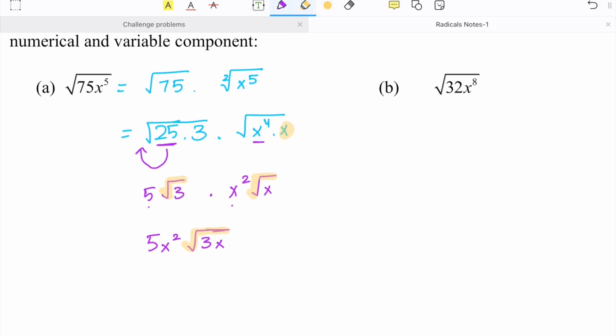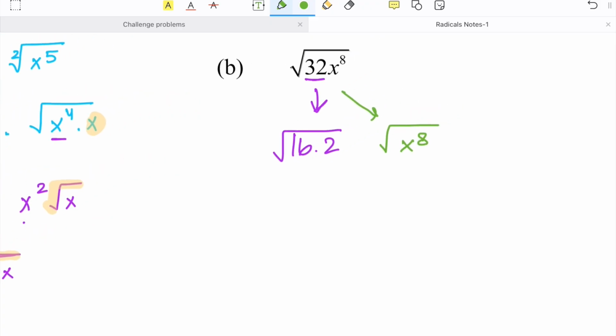32 can be split into 8 and 4. Can I have a perfect square that's bigger than 4? It's 16 and 2. That's my square root, and then this one is going to be x to the power of 8. Do I need to split this, or is square root of x to the power of 8 a perfect square?